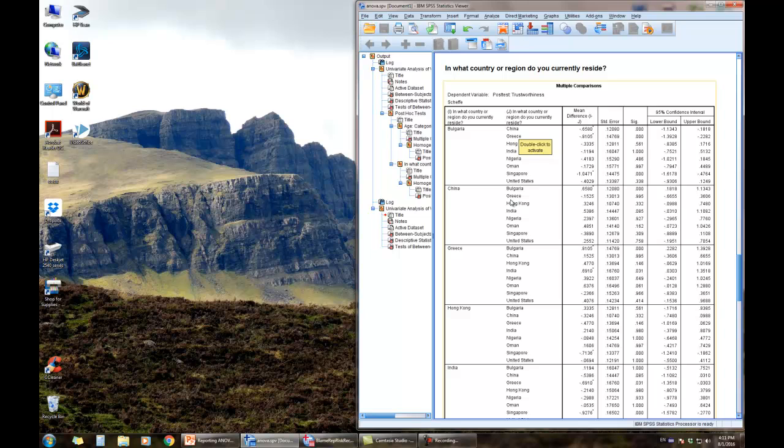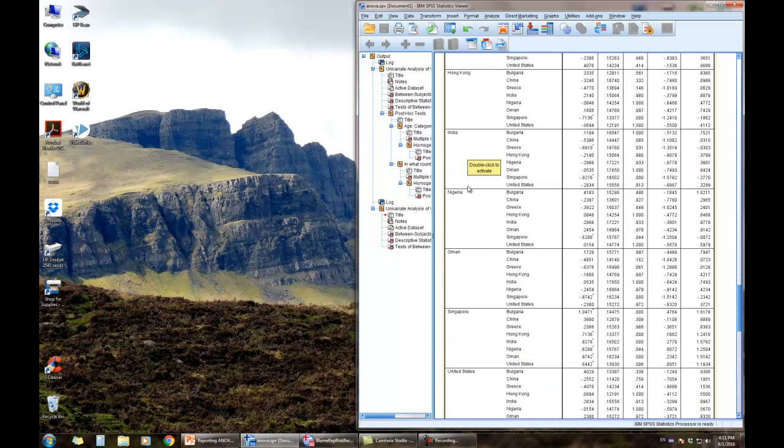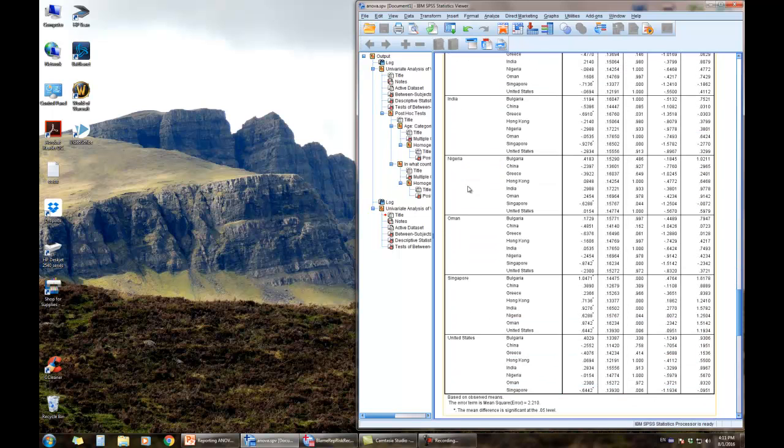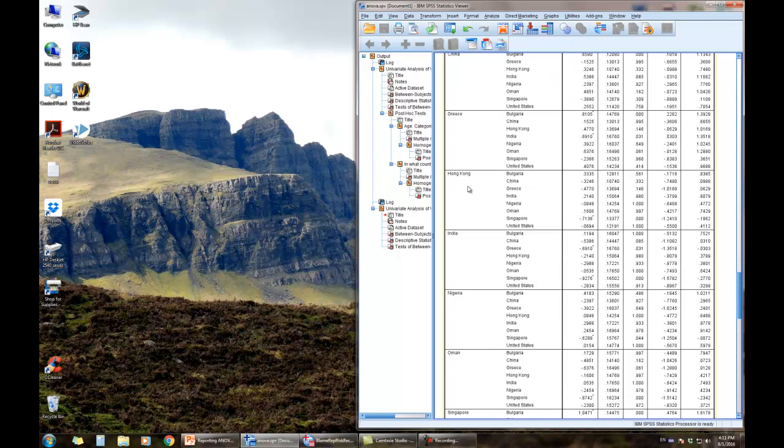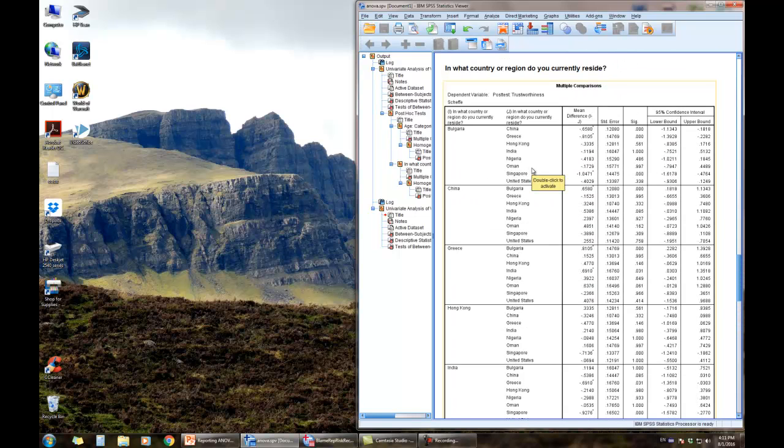Now, how do we read this monstrosity of a table? Keep in mind the purpose. So, in this first column is the first column of comparison. We start with Bulgaria because that's the first one that was listed in our variable's level list. So if you look down the first column, each of our 9 nations that were measured is indicated there. Now let's look at the top row. The second column on the left is the level of the independent variable that's being subtracted from the first one.